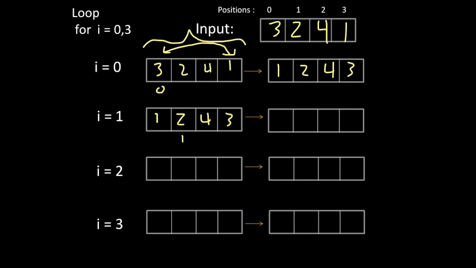We find the minimum value from position 1 onwards and swap it with the value at position 1. The minimum value from position 1 onwards is 2, and it's already at position 1, so it stays. The list remains 1, 2, 4, 3 going into the iteration when i equals 2. So we find the minimum value from position 2 onwards and swap it with the value at position 2. 3 is the minimum value from position 2 onwards, so we swap it with 4, which is at position 2.